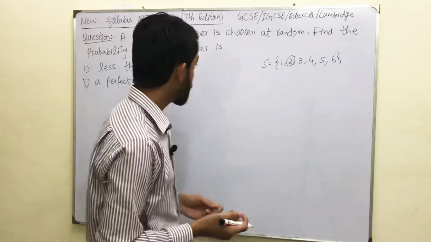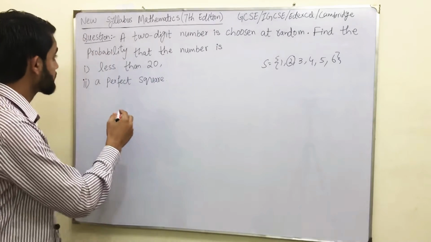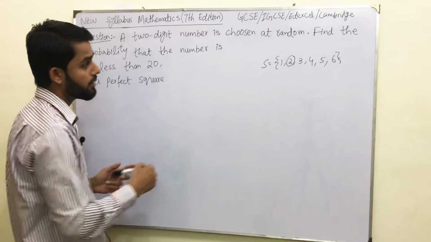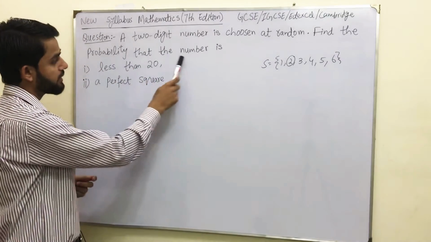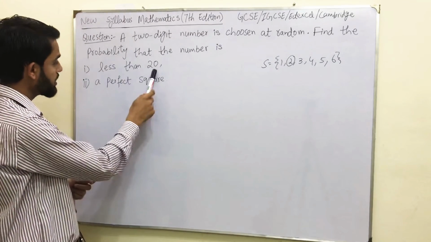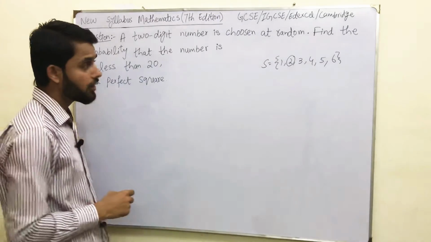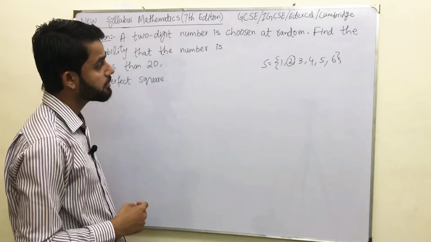So this is what it means by probability: the chances of something happening out of the total number of chances. So what we are going to do in this question: a 2-digit number is chosen at random. Find the probability that the number is less than 20, and in the second part, a perfect square. First of all, you need to know what it means by random.